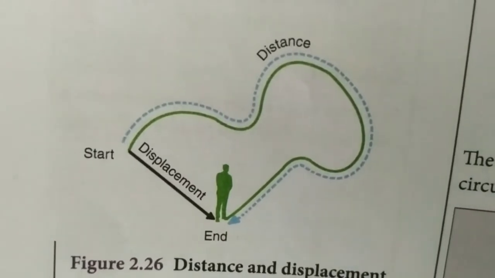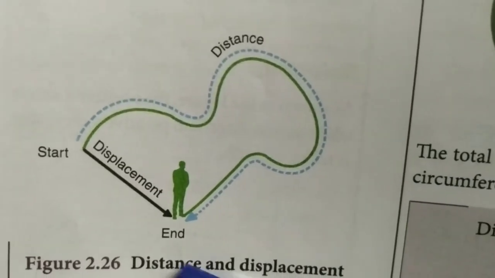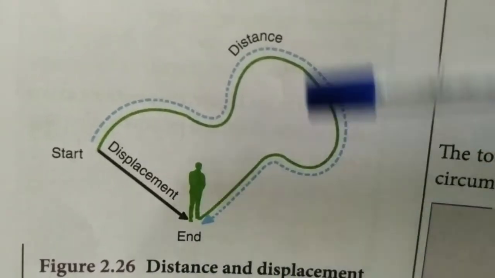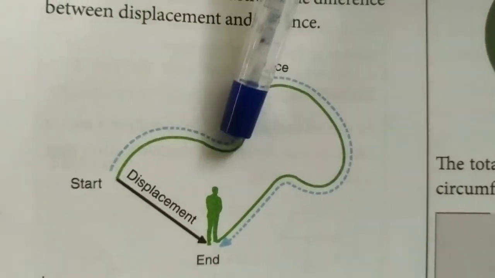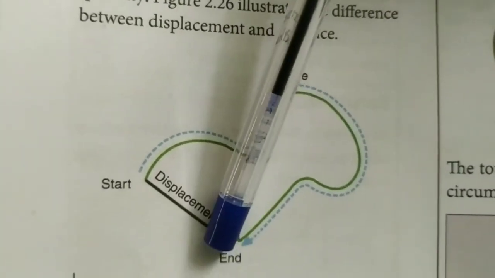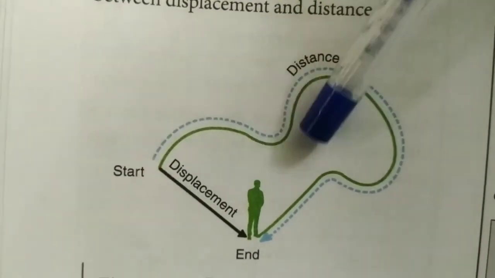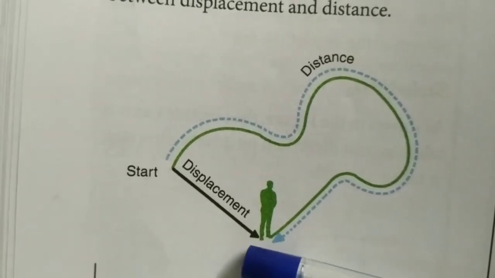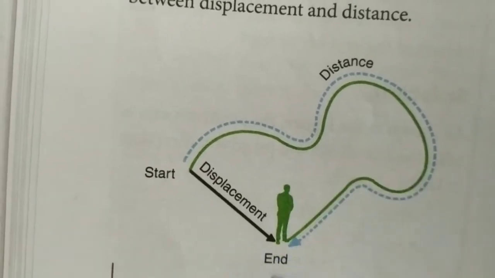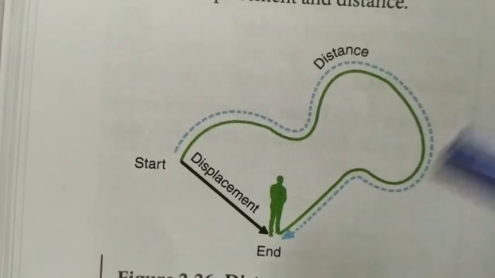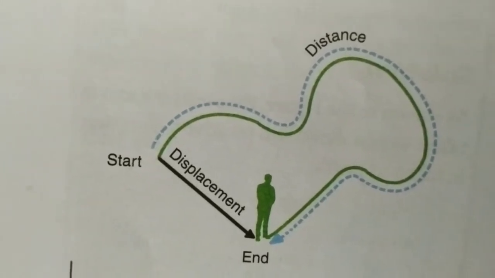Look at this figure. You can easily understand what is displacement and distance. Here there is one person. This person starts from this point, moves like this, and ends here, stops at this position. So the total length covered by this person is the distance, and the shortest distance between the starting point and the end point is the displacement. Understand this? Can you differentiate distance and displacement?